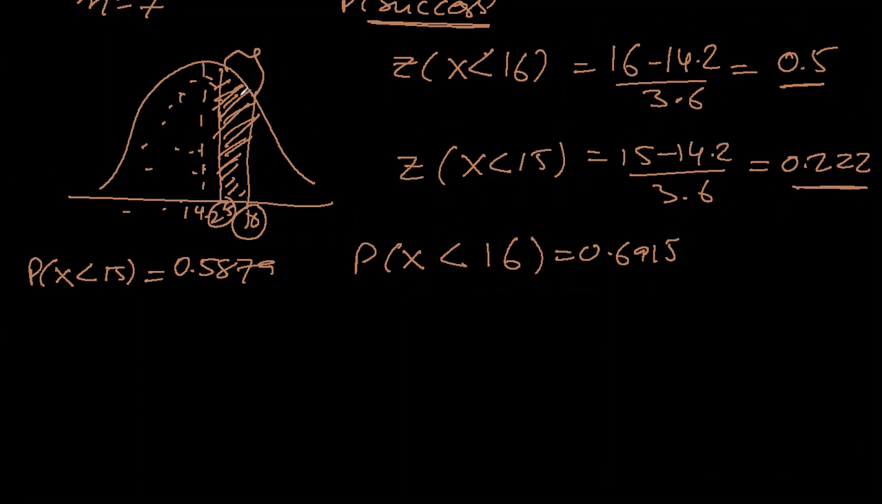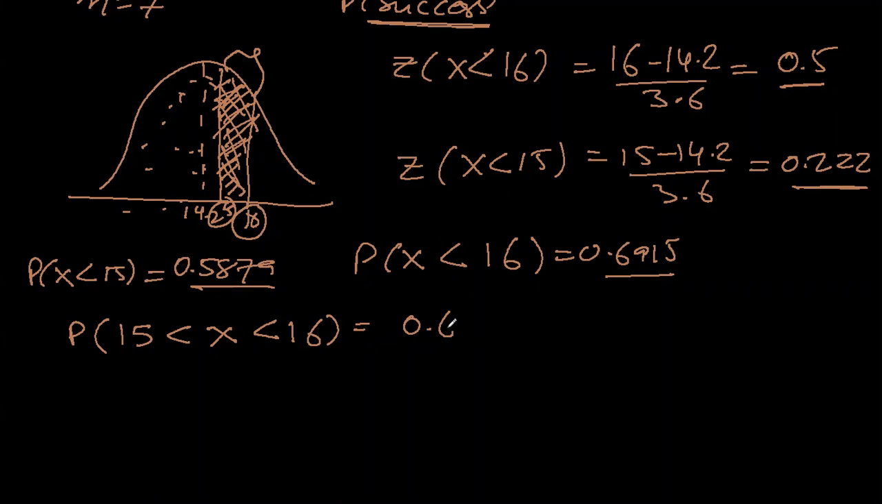So to find this shaded area, we will subtract this probability from this probability and we'll get the probability of this shaded area. So the probability of x being between 15 and 16 is 0.6915 minus 0.5879, and that comes out to be 0.1036.